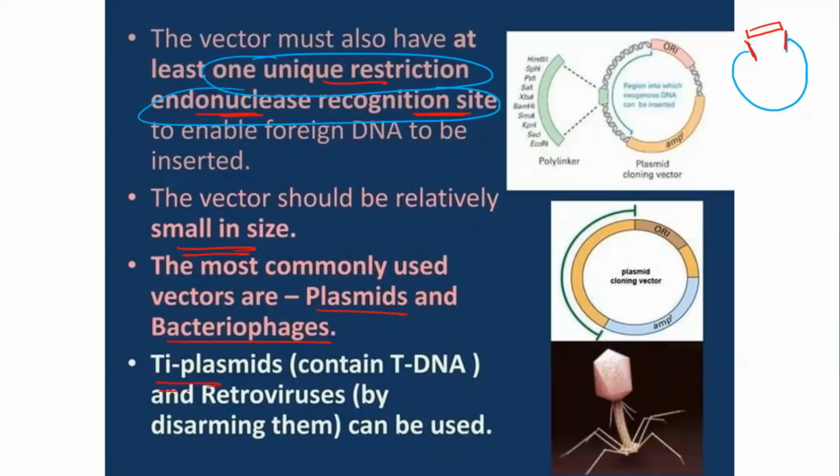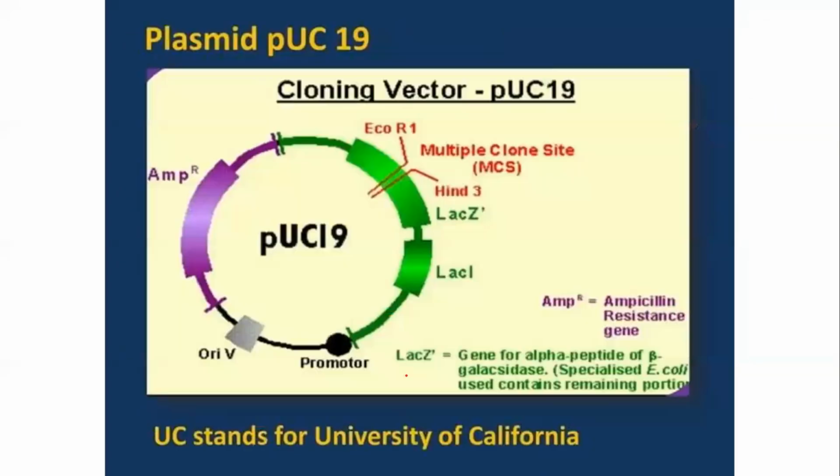The Ti plasmids contain the T-DNA, and retrovirus can be used. So Ti plasmids, we are going to learn about it later. And the retrovirus, some viruses do have RNA as their genetic material, and that is the retrovirus. So the Ti plasmids which have the T-DNA and the retroviruses can be used as vectors.